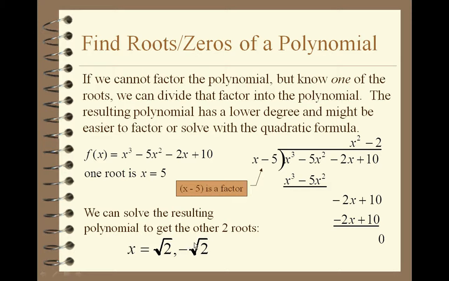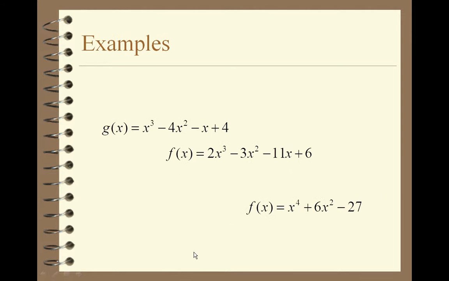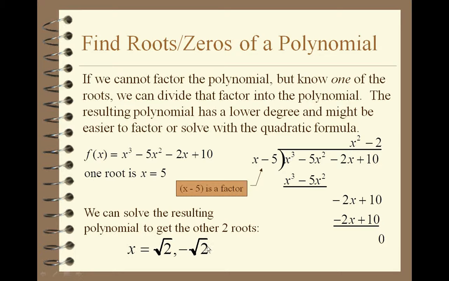In conclusion, the roots of f of x equals x cubed minus 5x squared minus 2x plus 10 are 5, they gave us 5, but also the square root of 2 and negative the square root of 2. So again, 5, the square root of 2, and negative the square root of 2.